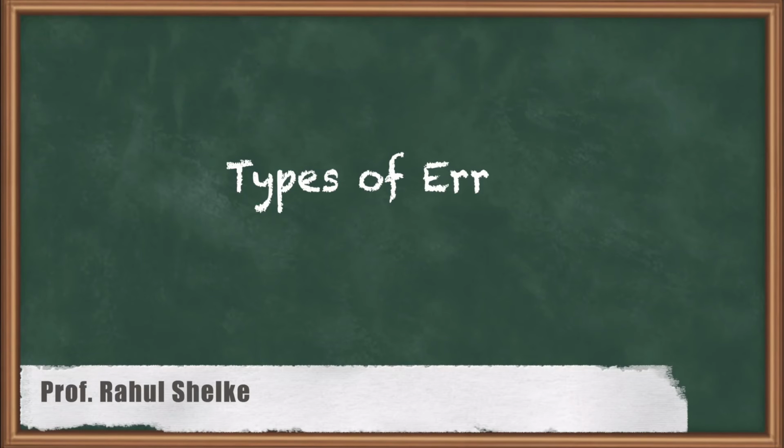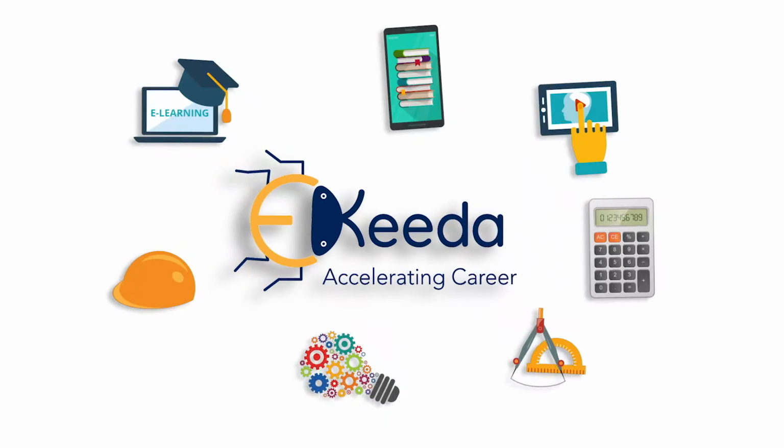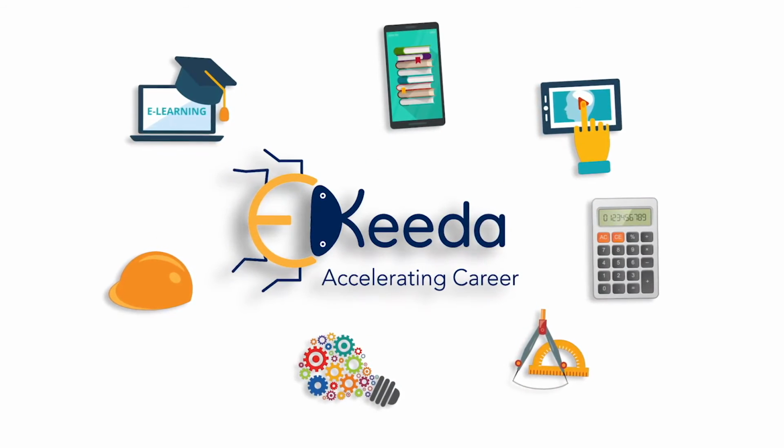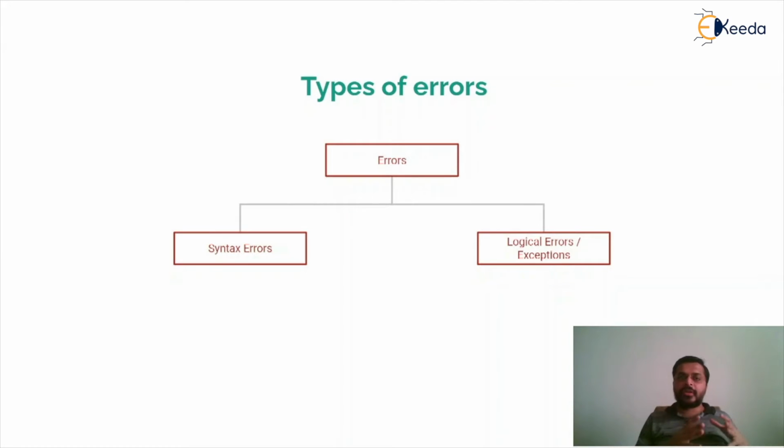Let's see the different types of errors that we can find in Python. There are two types of errors that we can find in Python: syntax errors and logical errors. Logical errors are also called exceptions. We already saw the syntax error.